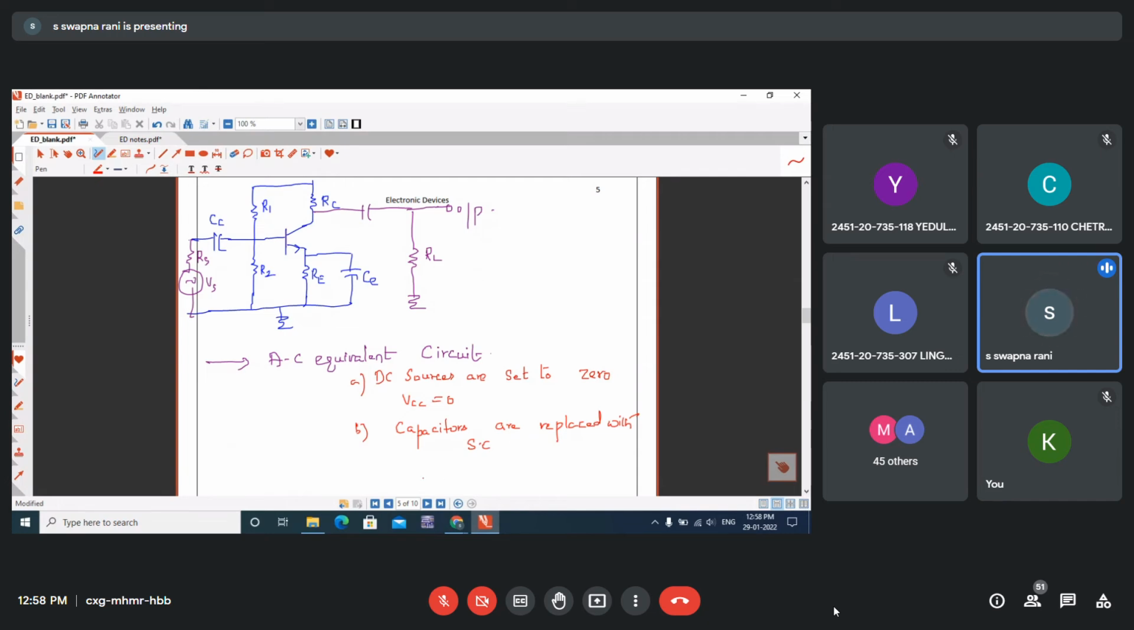We are trying to do only the AC analysis. Only AC analysis. So capacitors allow AC, so we replace all capacitors with short circuits. Now look, I replaced this with a short circuit, wherever a capacitor is there.